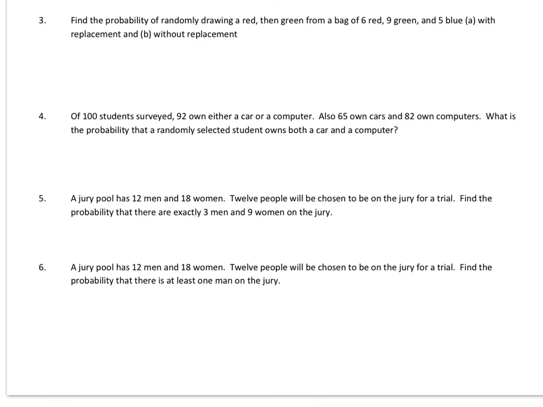Find the probability of drawing a red, then green from a bag of 6 red, 9 green, and 5 blue, with replacement and without replacement. So there's 2 questions here. So A, if we replace it, red, there are 6 out of 20 reds times then green, so 9 out of 20. So if we put it back, we still have 20. So 6 times 9 is 54 out of 400.